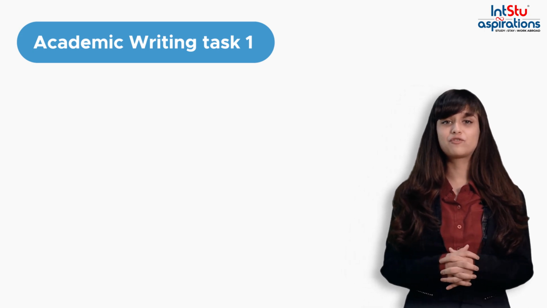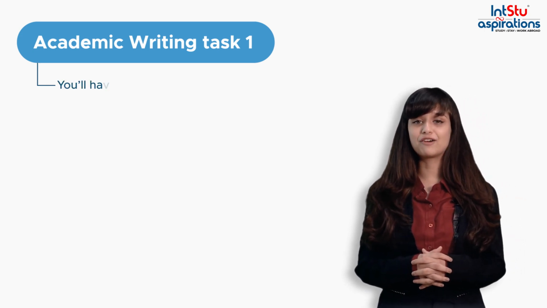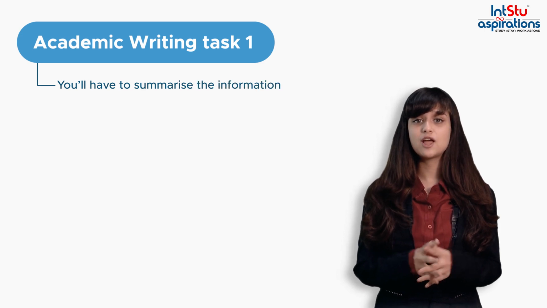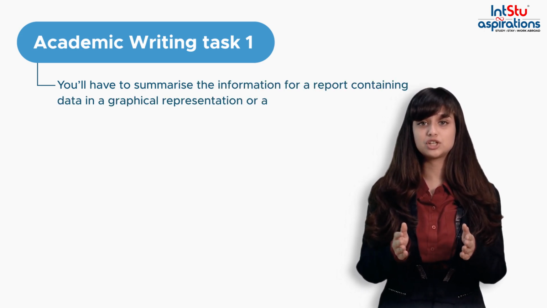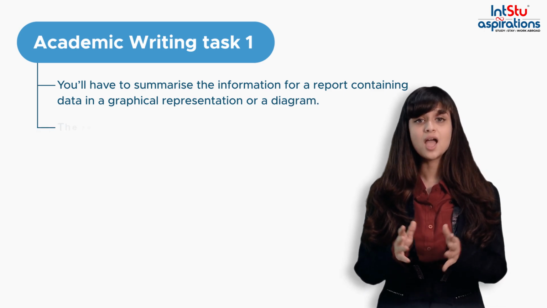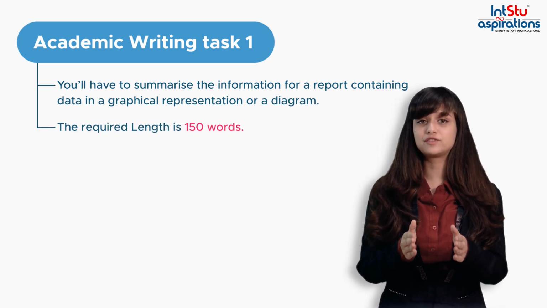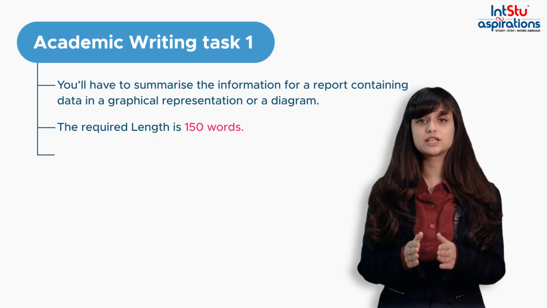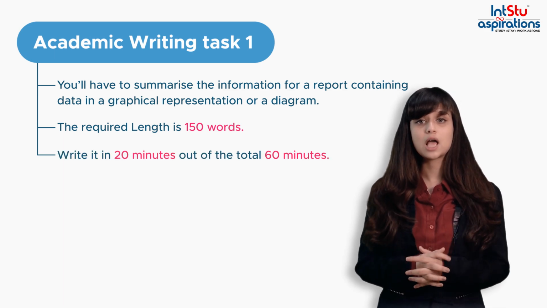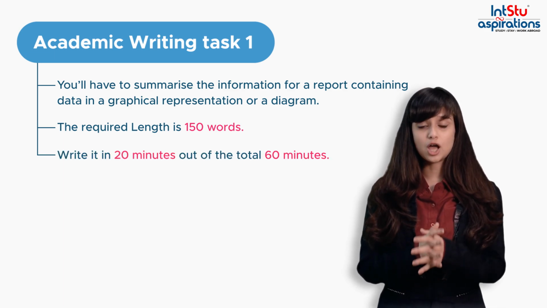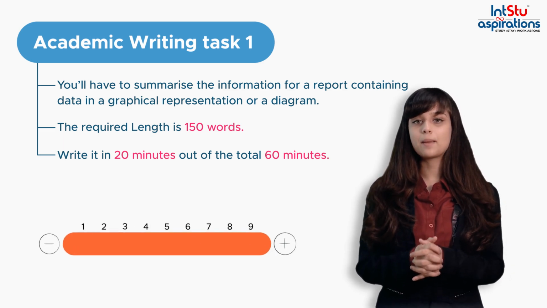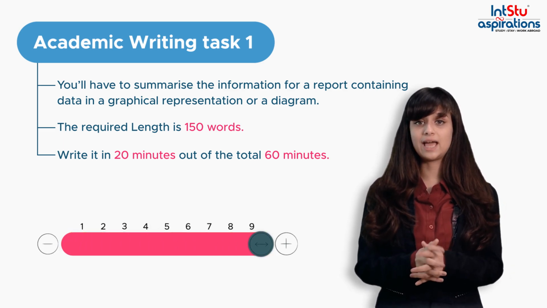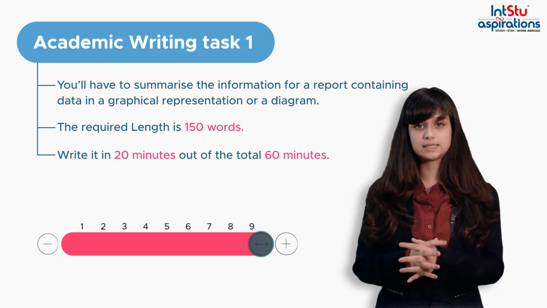The writing task for the academic module, you will have to summarize the information from a report containing data in a graphical representation or a diagram. The required length is 150 words and you are expected to write it in 20 minutes out of the total 60 minutes allotted for your writing test. The marking is in bands from 1 to 9 and there is no pass or fail system.